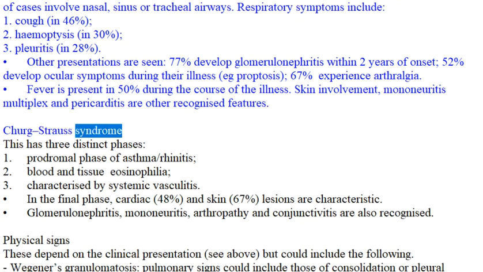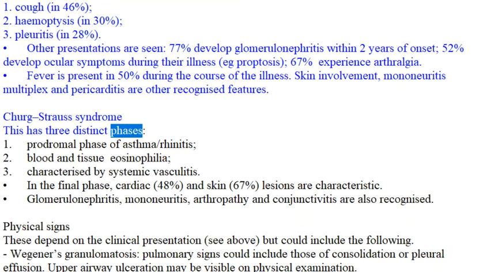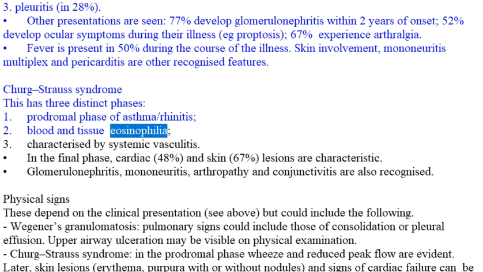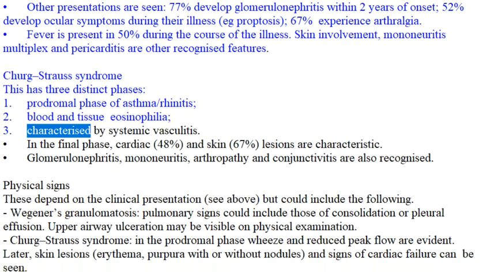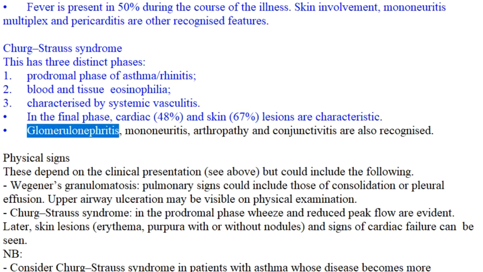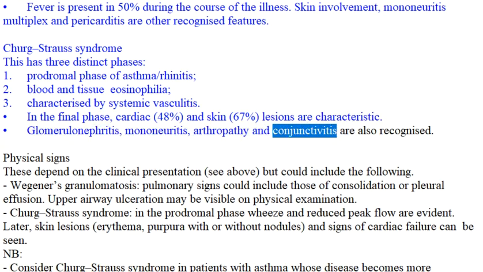Churg-Strauss syndrome. This has 3 distinct phases. 1. A prodromal phase of asthma/rhinitis. 2. Blood and tissue eosinophilia. 3. Characterized by systemic vasculitis. In the final phase, cardiac, 48%, and skin, 67%, lesions are characteristic. Glomerulonephritis, mononeuritis, arthropathy, and conjunctivitis are also recognized.